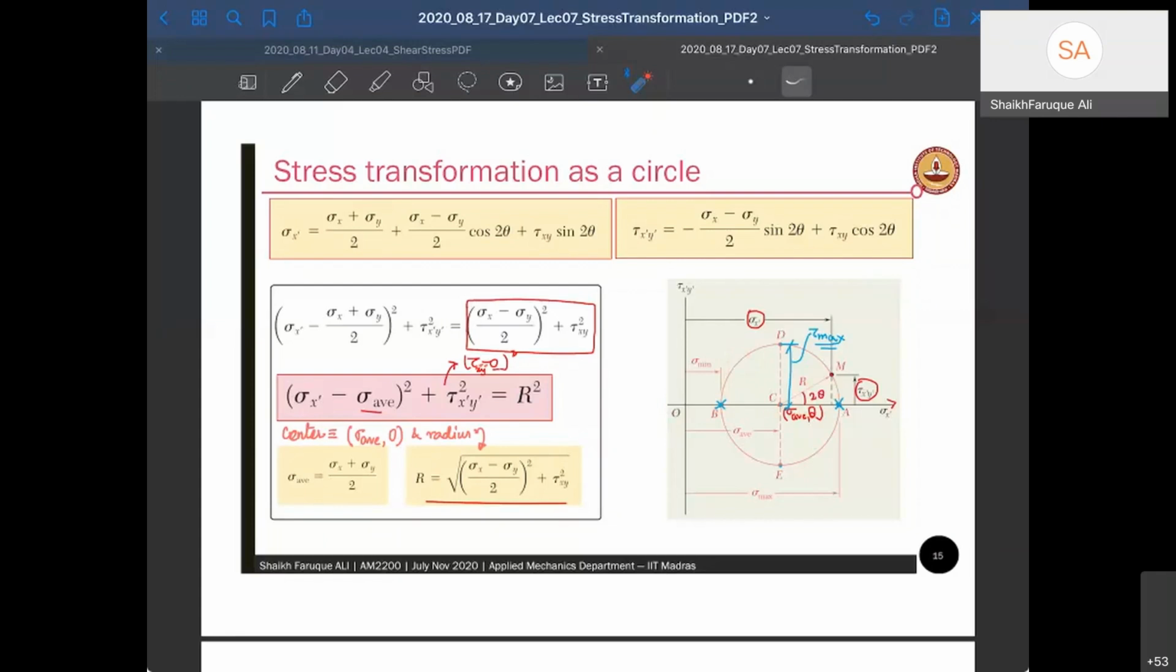Because this circle is drawn based on 2 theta, not based on theta. So 180-degree opposite in the plane is actually 360-degree in the circle, and 90-degree in the plane is actually 180-degree in your circle. This circle is called Mohr's circle. We'll learn to draw Mohr's circle in the next class, but I'm just giving you a hint that there is a circular representation from the analytical formulation itself. In the next class, we'll learn how to draw this Mohr's circle, analyze it, and find stresses from it.